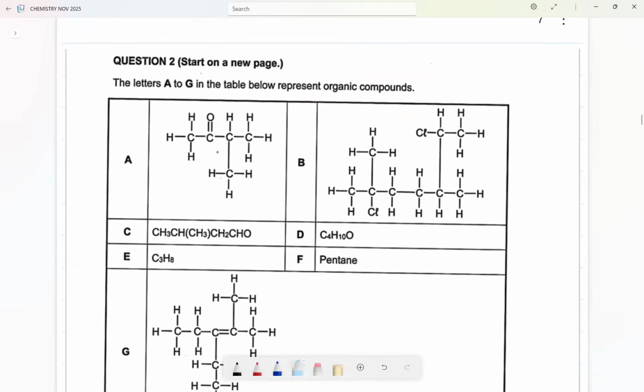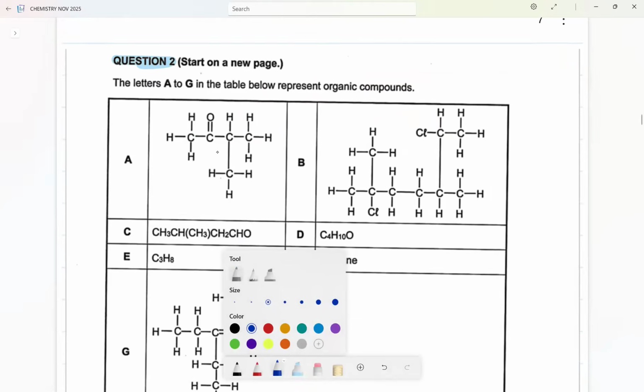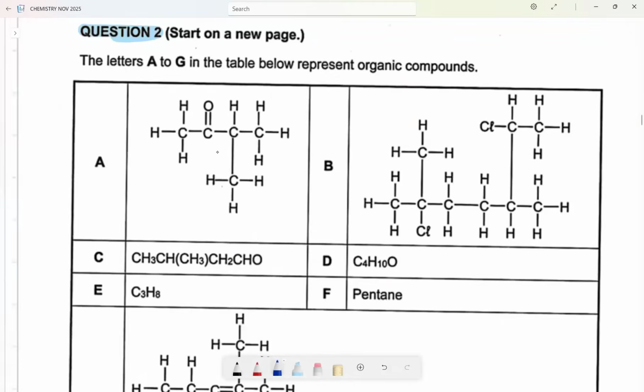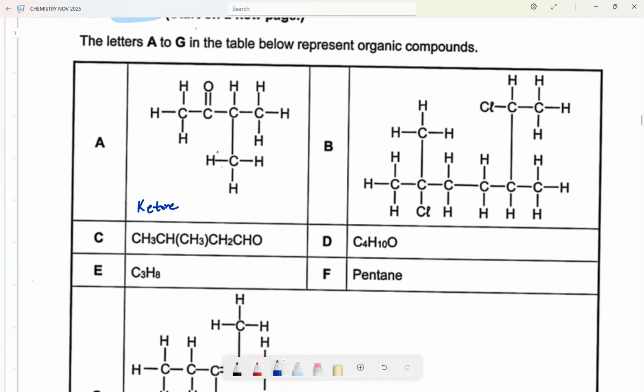Now, question 2, nomenclature. It says the letters A to G in the table below represent organic compounds. Let me do this. We have here a ketone. How do I know it is a ketone? It has a double bond between carbons. So this is my ketone. And remember, a ketone is a functional isomer of an aldehyde.